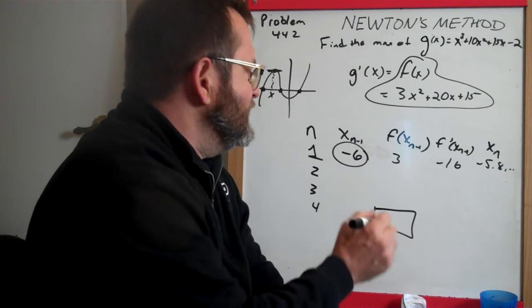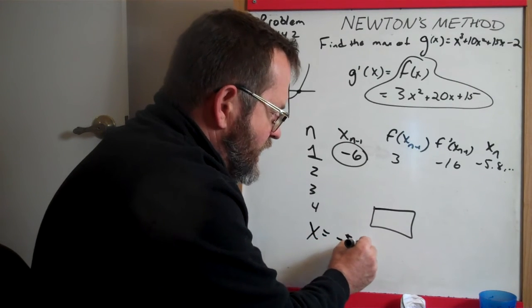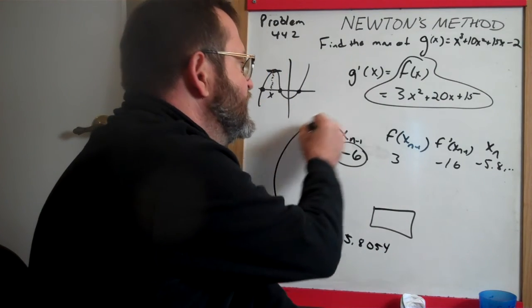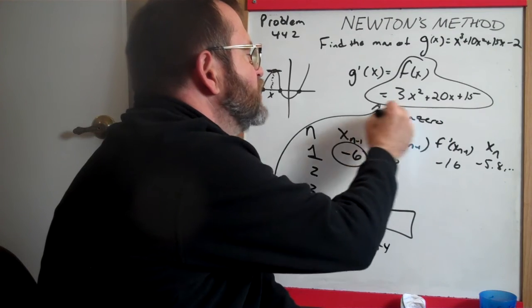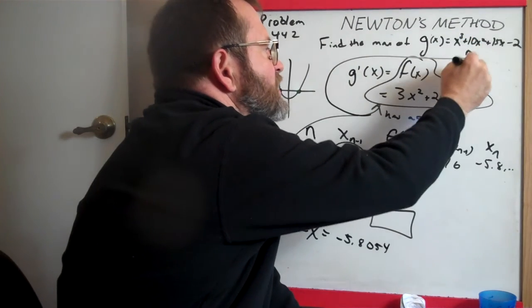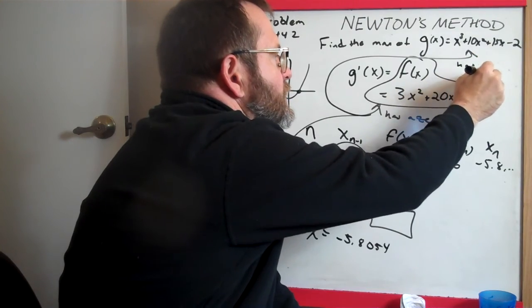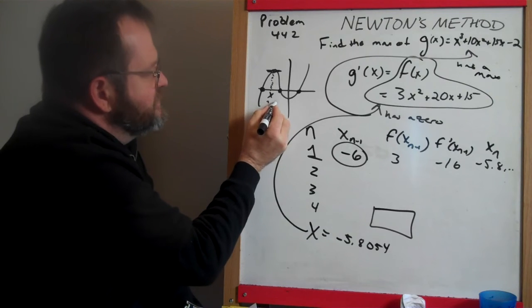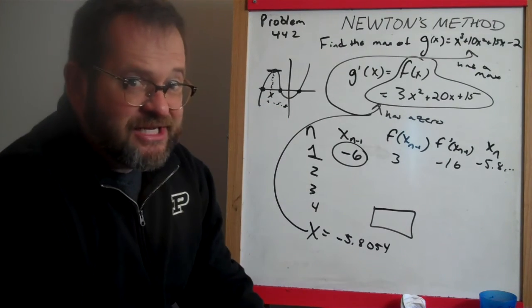Which means that at x equals -5.8054, this function has a 0. Which means this function has a max. So this place here, where we were looking for, is at x equals -5.8 whatever. Okay? This is pretty slick.